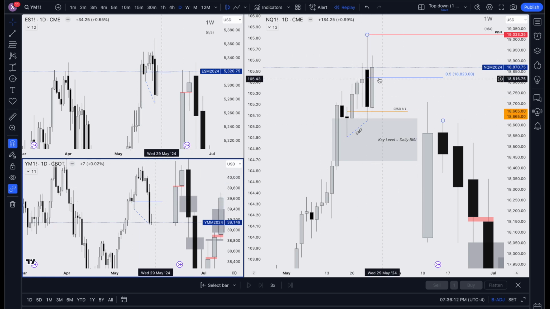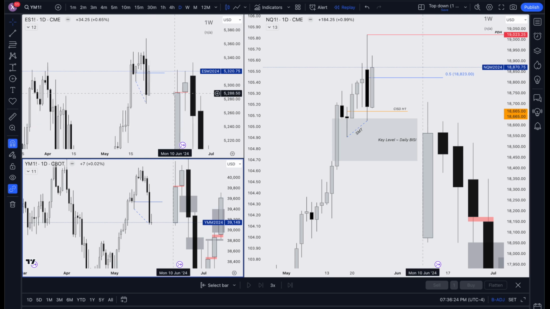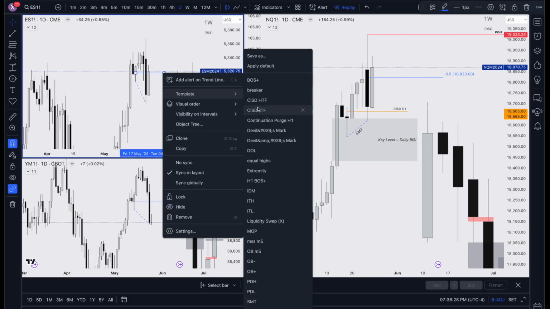That's why going into the day, I was bullish on the NASDAQ, and I didn't want to look at these two indices for longs necessarily because of the SMT and because they both created a bearish order block. So I was using this level here on ES as resistance, potentially. This is our CISD.